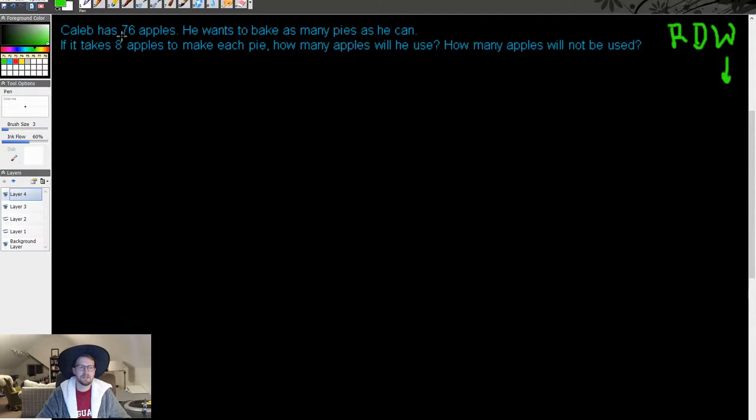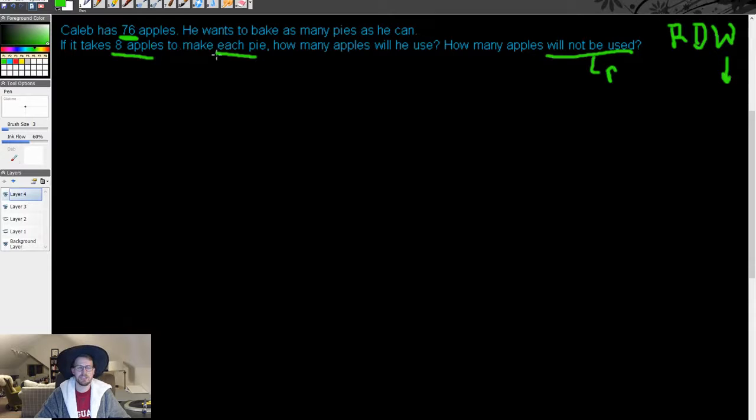So Caleb has 76 apples. He wants to bake as many pies as he can. If it takes 8 apples to make each pie, how many apples will he use? How many apples will not be used? Okay, so "will not be used" is making me think remainder, right? How many apples are going to be left over to do something else with?